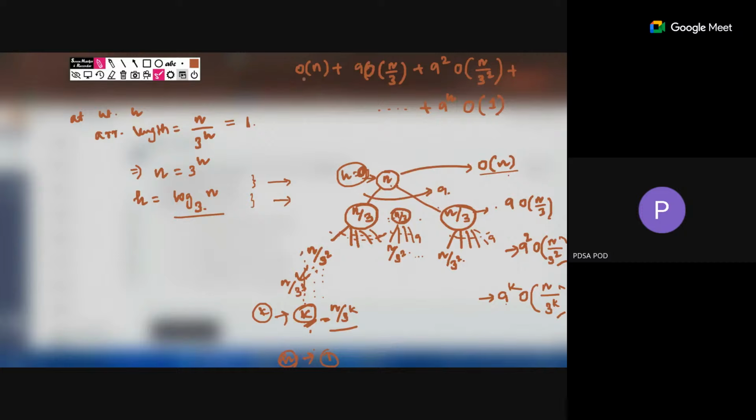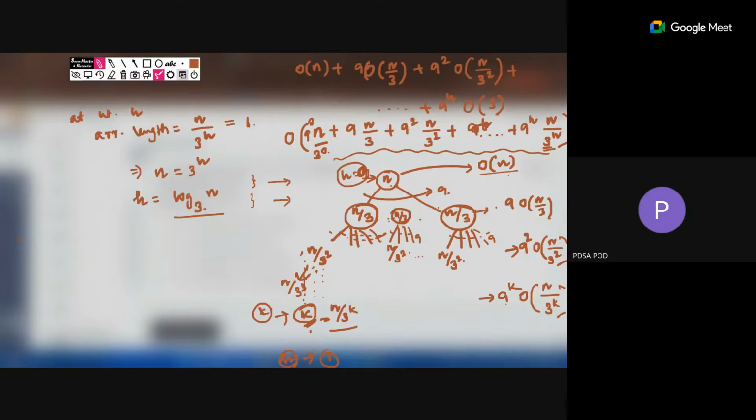So instead of taking these order notations, I'm just going to remove the order notation and write something like this. Order of n plus a GP: 9 times n by 3 plus 9 squared times n by 3 squared plus dot dot dot up to 9 to the power h times n by 3 to the power h, which is basically equal to 1. I know that. This is basically 9 to the power 0 by 3 to the power 0. This is your GP.